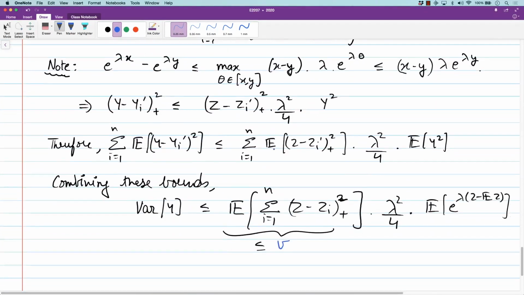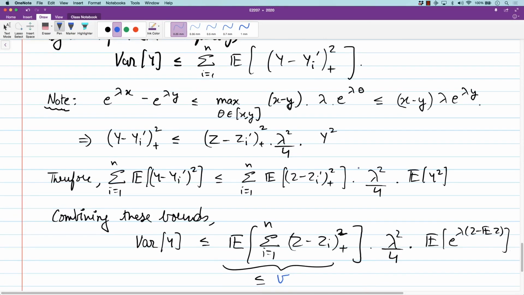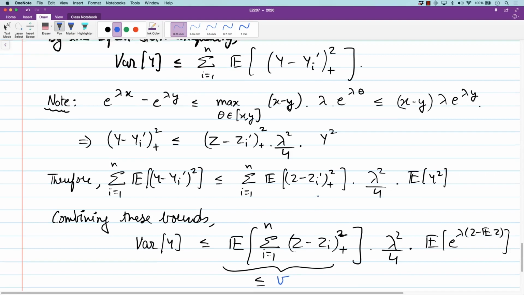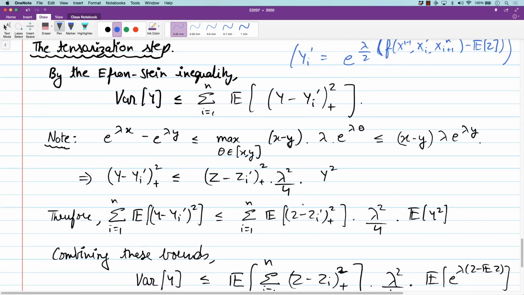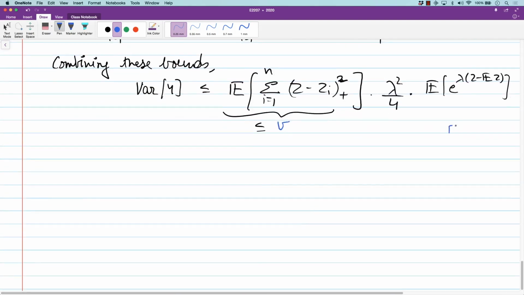And in establishing this, we essentially had to establish this for the one-dimensional part here. If this holds for the one-dimensional part, then it automatically holds for n dimensions by the Efron-Stein inequality. So we just had to show this bound for one dimension. This is the tensorization step, which can be shown for n dimensions. So this completes the proof, and the important point to notice here is how we proved this.